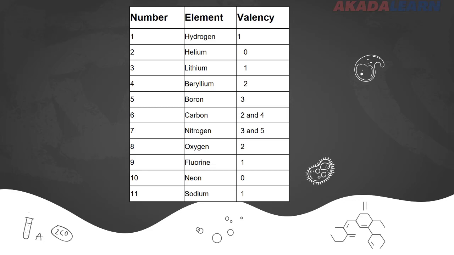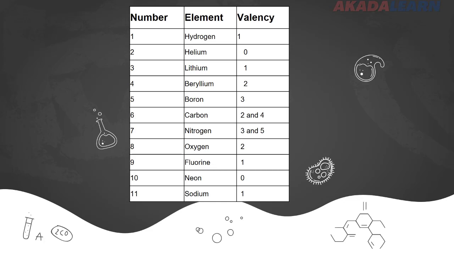Lithium has a valency of 1. Beryllium has a valency of 2. Boron, you can see, has a valency of 3. Carbon has a valency of both 2 and 4. Don't forget, some elements can show more than 1 valency. So, if you have such a situation, the elements mostly show the higher valency. You can see nitrogen having 3 and 5. Of course, it will show 5 more.